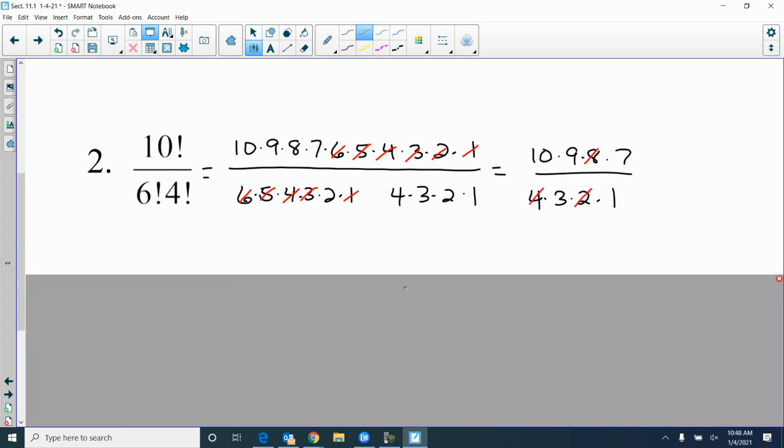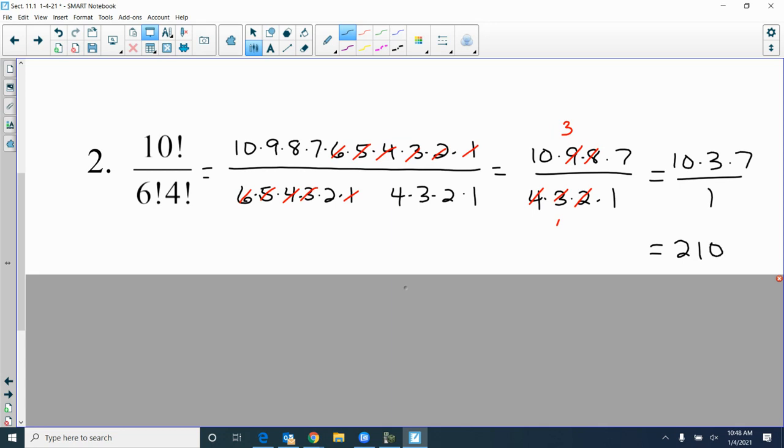Can I cancel the 3? What can it cancel with on the top? Cancel with the 9, or reduces. So 3 goes into 9 how many times? 3 times. So here's what I'm left with: a 10, a 3, a 7, and on the bottom I just have a 1. Well, what's my final answer then? 10 times 3 times 7. 210.